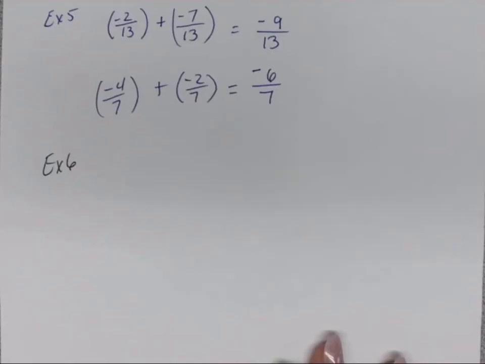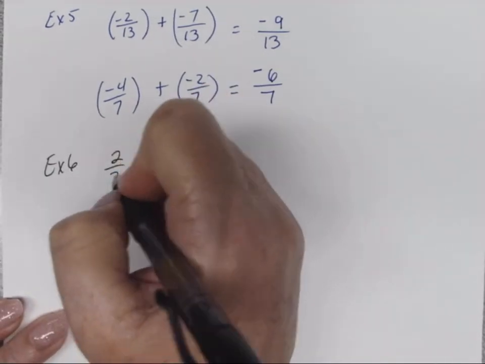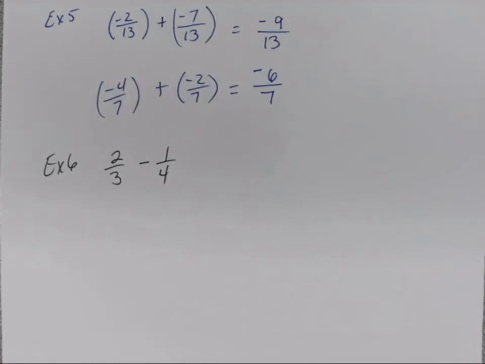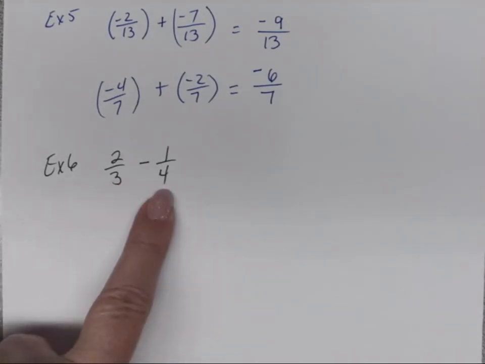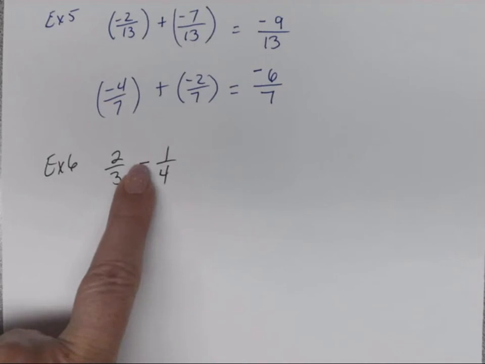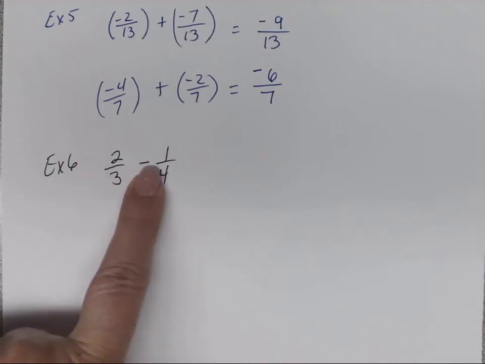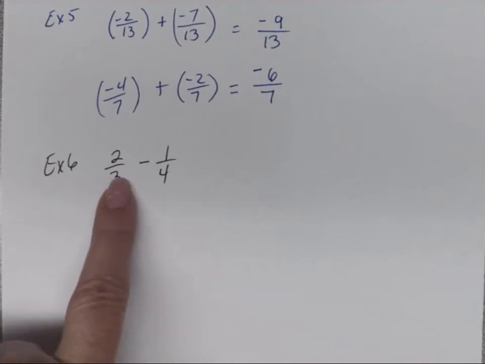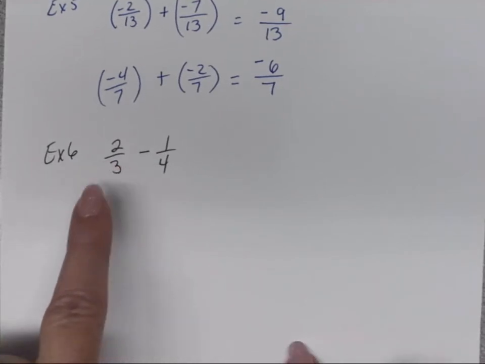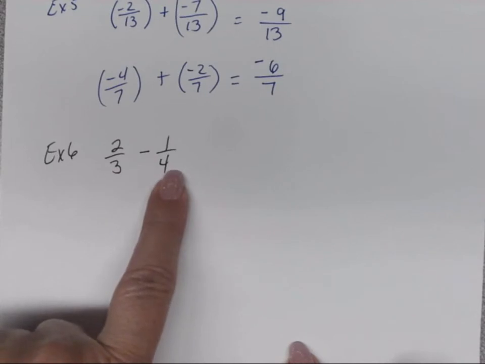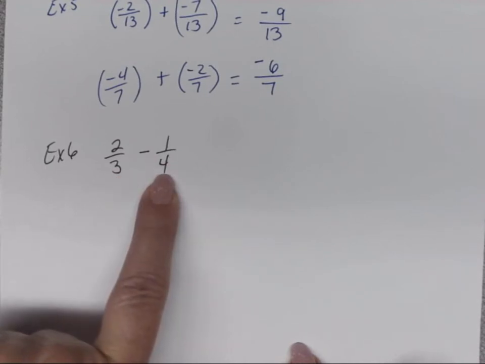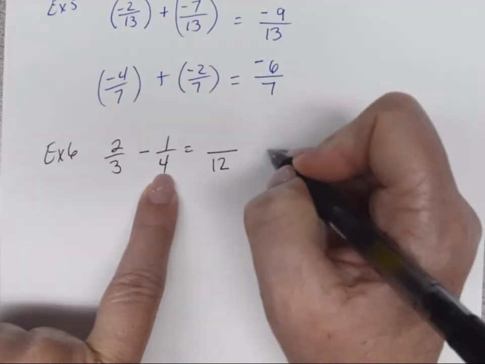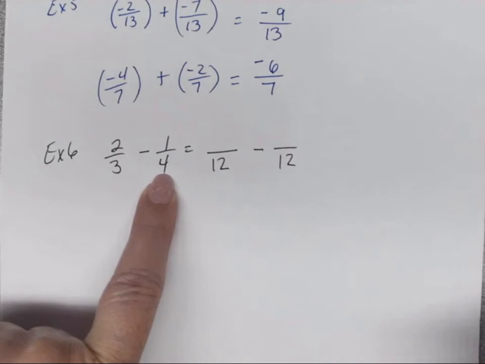All right, let's look at another type of problem. Example 6. We are looking at 2/3 minus 1/4. So these do not have the same denominator, and they are not the same sign. One is positive, one is negative. So we'll end up subtracting the tops, but first we have to get a common denominator. One of the easiest ways to do that is just to multiply what your denominators are. So 3 times 4 is 12. So we're just going to go with that. So that means we're going to have something over 12 minus something over 12.